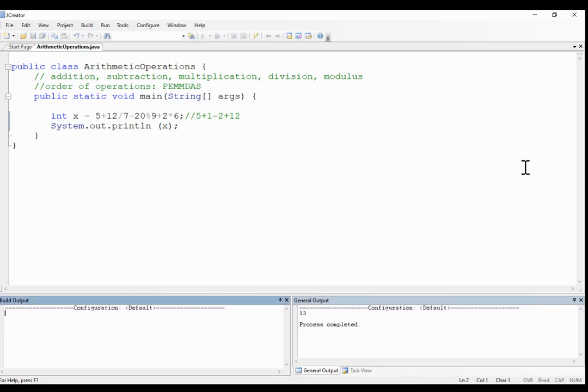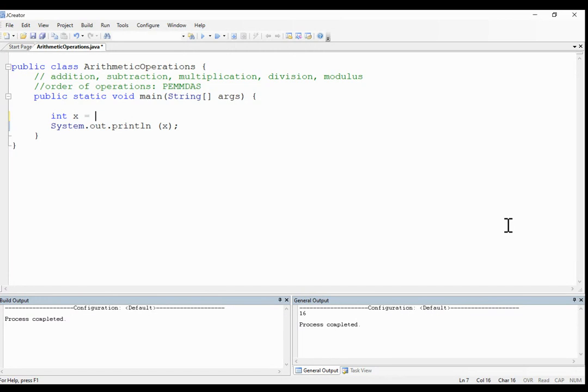So let's find out if we're going to get 16, and sure enough, we got 16 here. Okay, now let's talk about the assignment operators. There are certain assignments that we use frequently in Java. I'll give you an example.